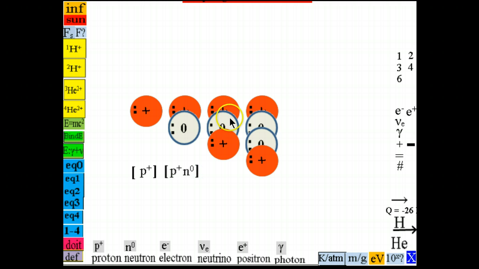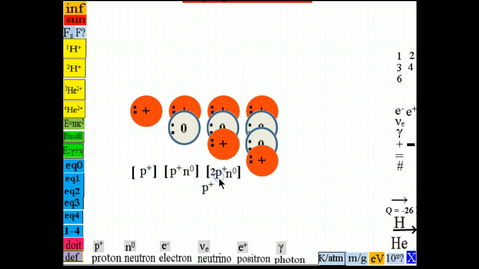And here we have 2 protons, so we put here 2, double click, 2, and 1 neutron, and we put again these square brackets around them to indicate that it is in the nucleus.